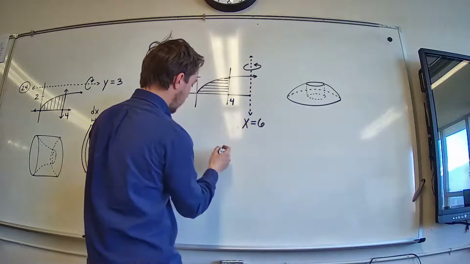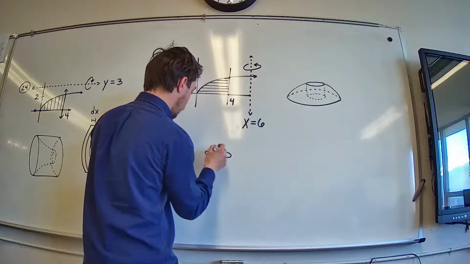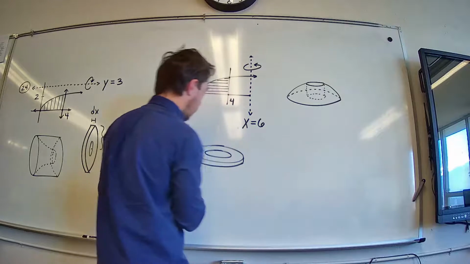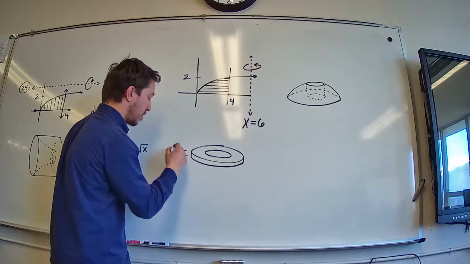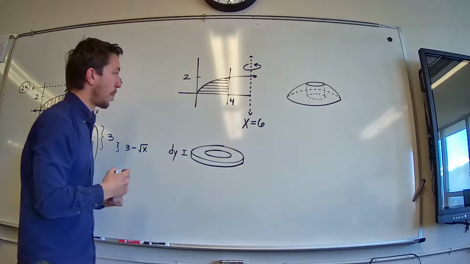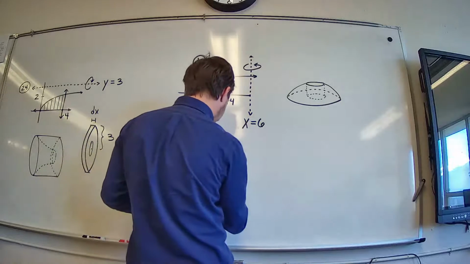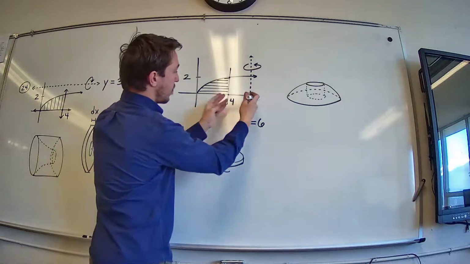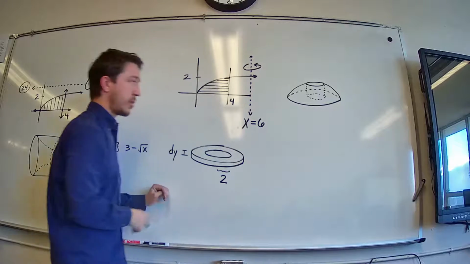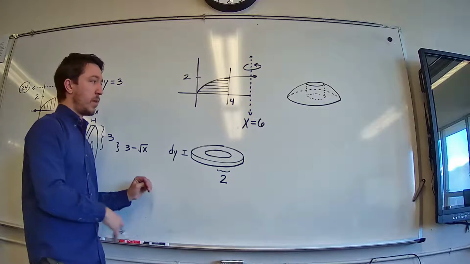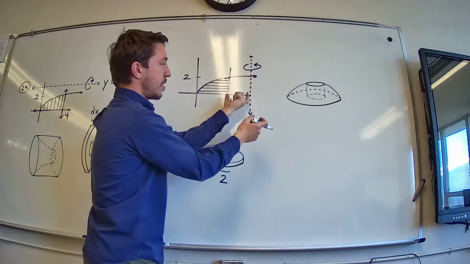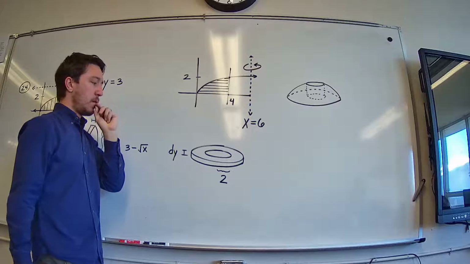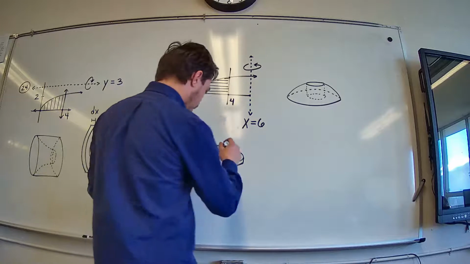So then let's look at a slice. I'm going to draw a slice of this thing. Okay, thickness of the slice, dy. Let's look at the inner radius. What's that inner radius going to be? It's always 2. Do you understand that? No matter where you draw your slice, the inner radius of that rotation is always 2. And then the outer radius.